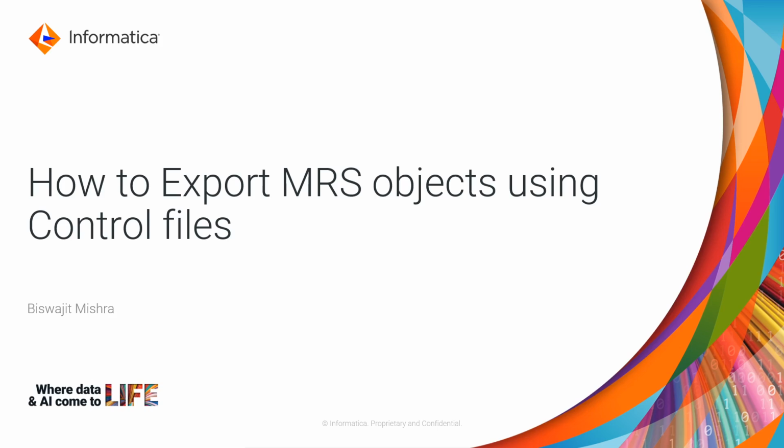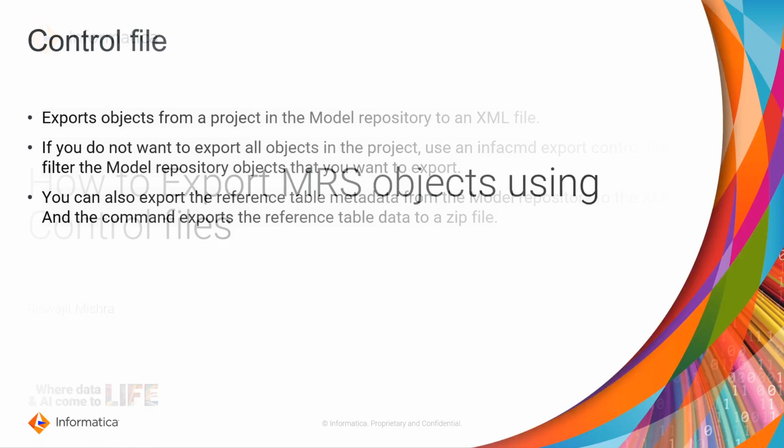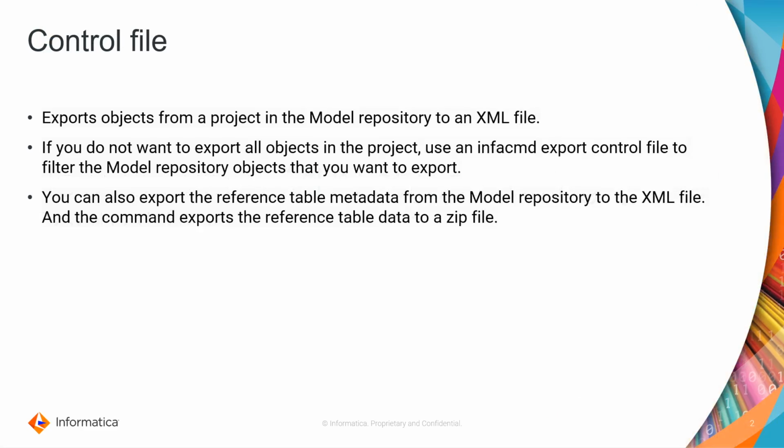Today we will be discussing exporting MRS objects using the control files. Control files are a way to control the objects that you want to export from a model repository service or from a specific project. You can specify the path of the object, the name of the object, and the type of the object, and you can selectively export the objects into an XML file.